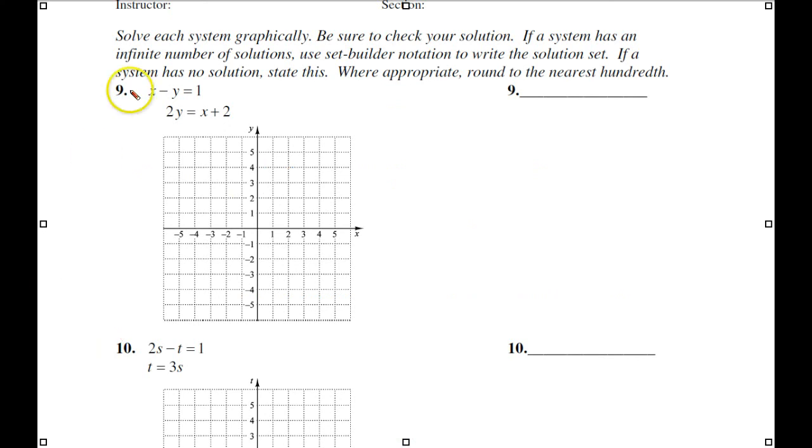Okay, here we're asked to solve each system graphically, and you're wondering what technique might you use? Well, here you could use the X and Y intercept t-chart. Here you might solve for Y, and a similar way for the next one, but I'll do one at a time.